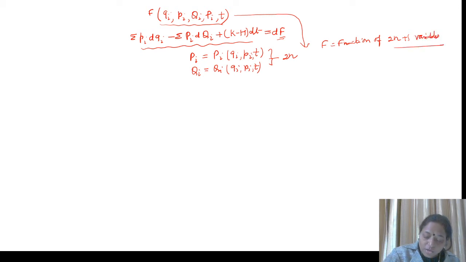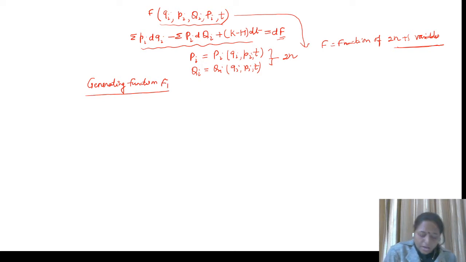Now these 2n plus 1 variables should be accommodated in F, so we may make different types of combinations. In my previous lecture, I introduced you to the generating function of type 1. Generating function F1 is the first type of generating function, and this F1 was taken as a function of old coordinates, new coordinates and time, right? These are the position coordinates in the generalized coordinate system.